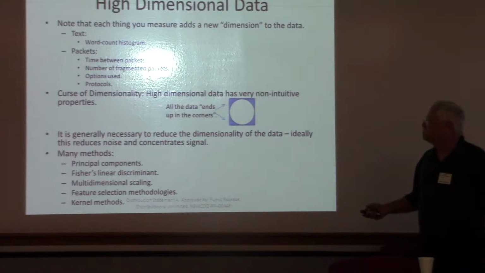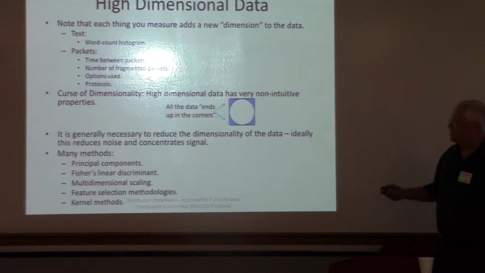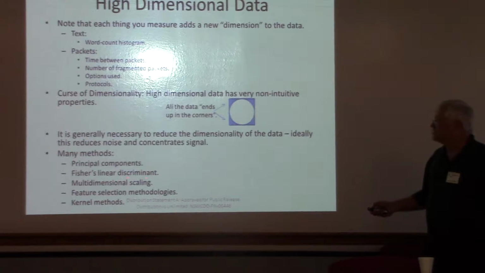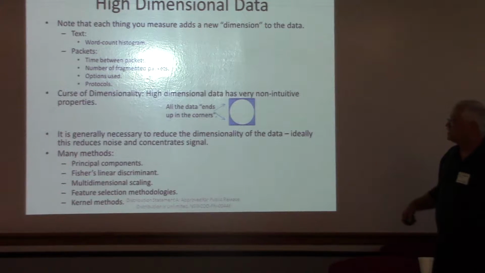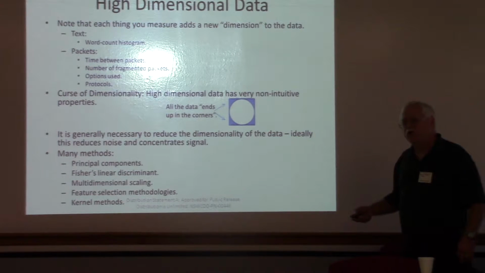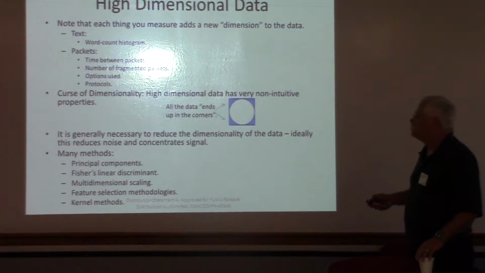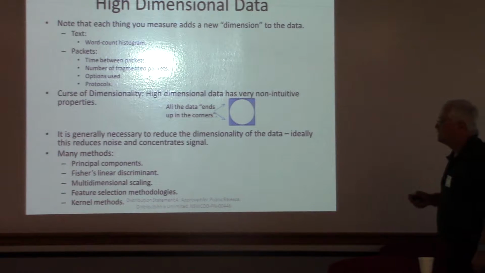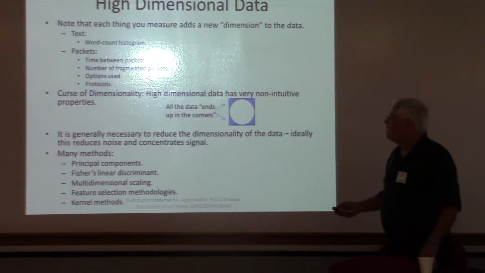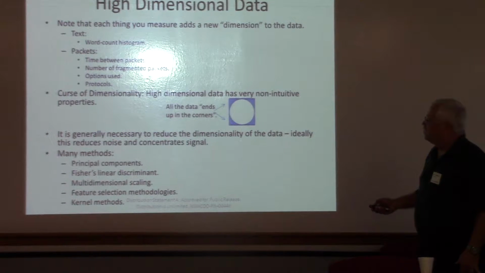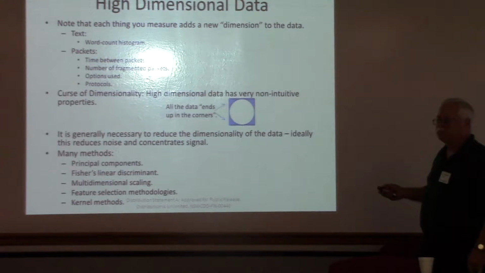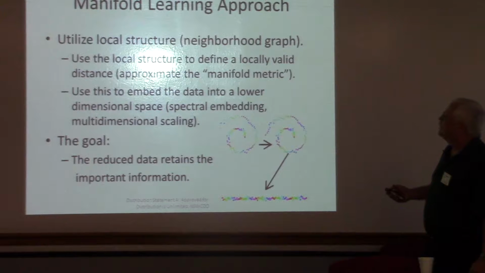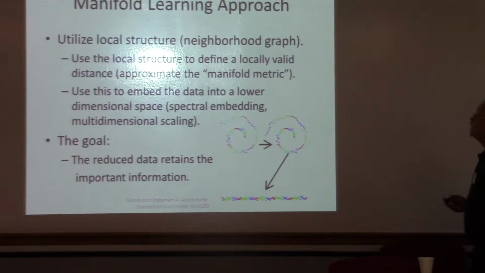And there's a whole bunch of methods. Principal components was mentioned before. There's a classification version of that called Fisher's linear discriminant. There's multidimensional scaling, a whole bunch of feature selection methodologies. There are kernel methods. Support vector machines was mentioned. That's a kind of dimensionality reduction, although that's not the way it's usually thought of. So there's a bunch of things there. I like multidimensional scaling and other things that I call spectral embedding more generally. And that's where you get manifold learning.